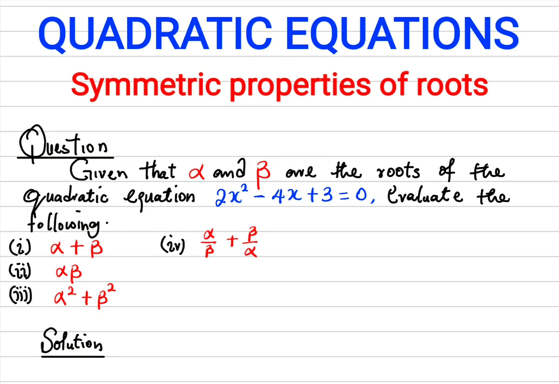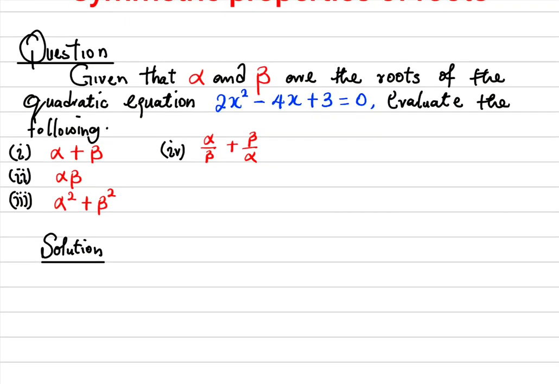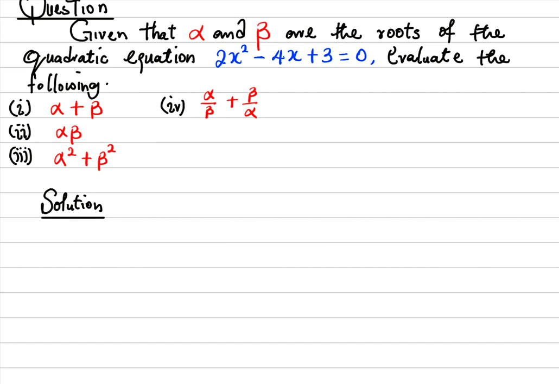I have a question. The question says, given that alpha and beta are the roots of the quadratic equation 2x squared minus 4x plus 3 equals 0, I should evaluate the following. So I'm going to start this way. I'll pick the first, Roman figure 1, which says I should get alpha plus beta. Now, just follow me and see what I'm going to be doing. This is talking about the sum of roots.